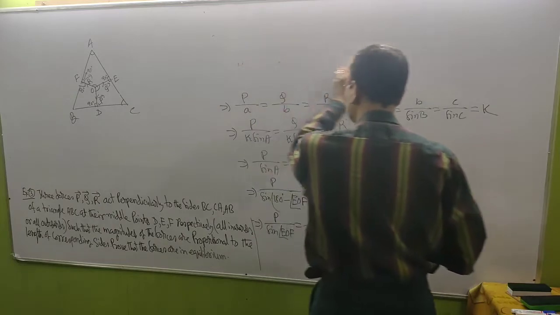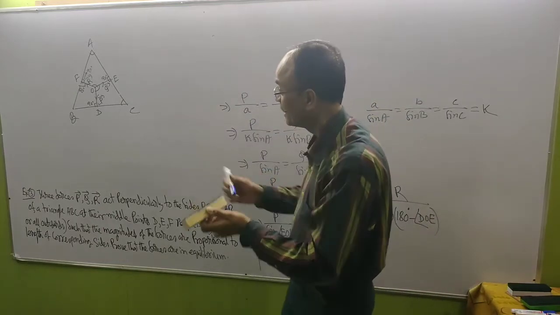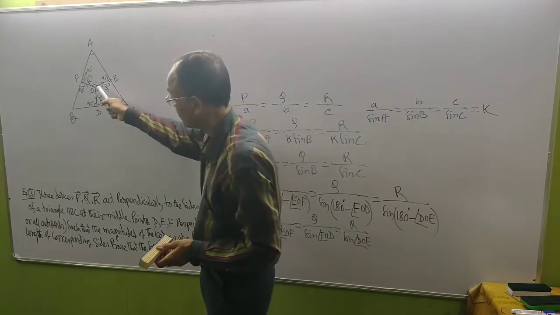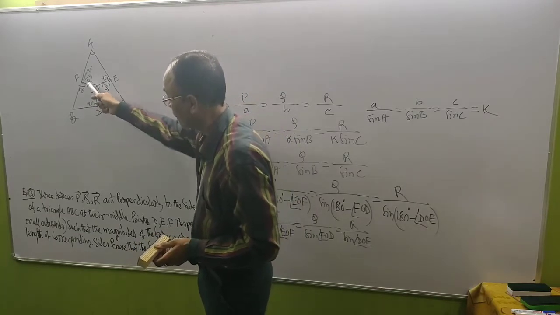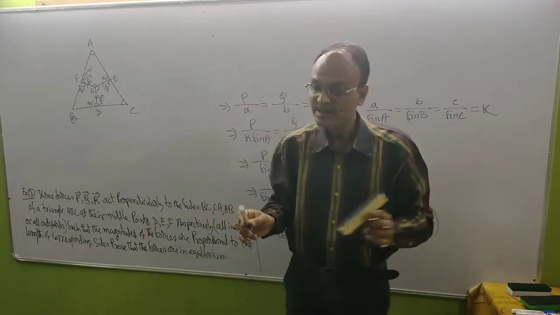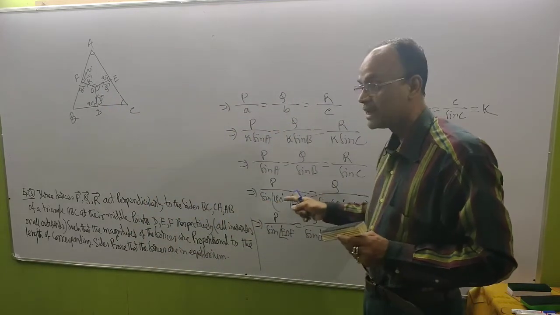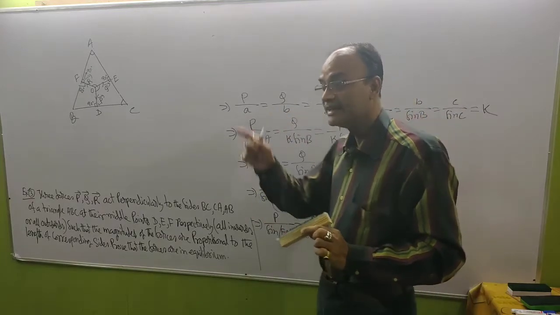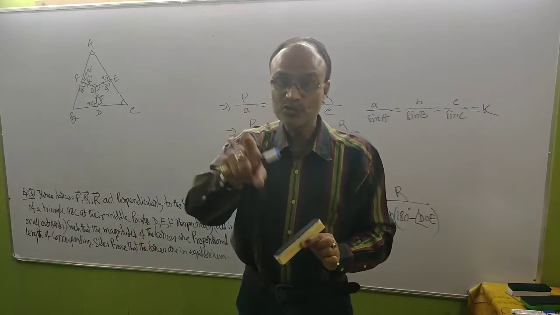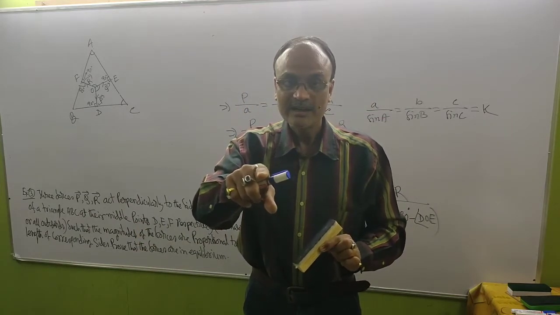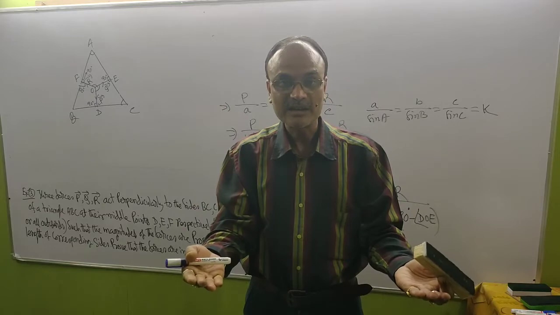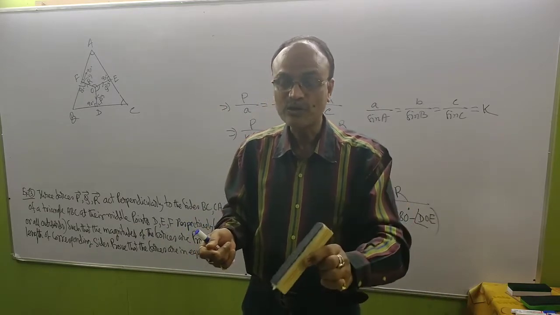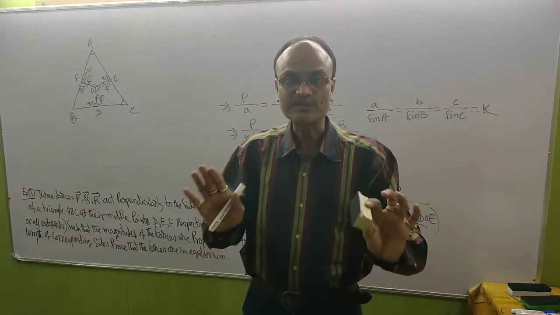Now notice the diagram. P by sin of this angle, Q by sin this angle, R by sin this angle. This means that the forces P, Q, R are acting in such a way that their magnitudes are proportional to the sine of the angle between the other two. Therefore, by converse of Lami's theorem, the three forces must be in equilibrium.